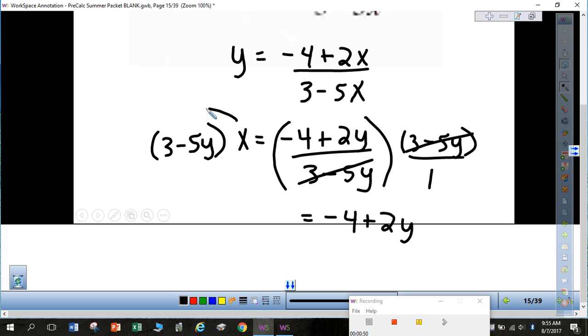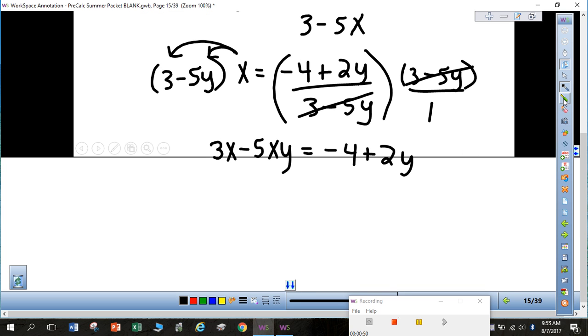Now on the left side, we can distribute the x since it is multiplied on the outside of this quantity that's in parentheses. So we end up with 3x minus 5xy, or you could write yx. The order doesn't matter. Now remember, our goal here, we're solving for y, and the variable y shows up in two places.